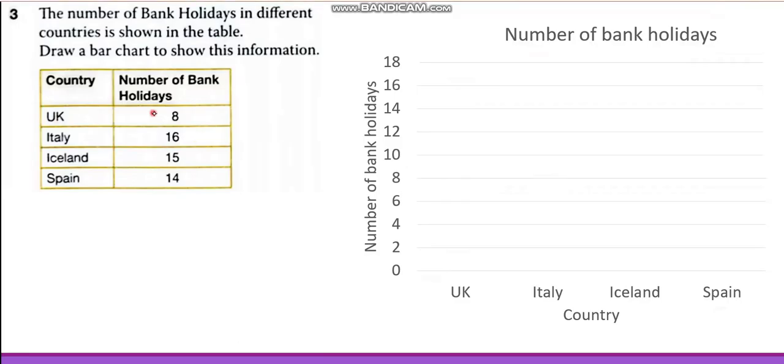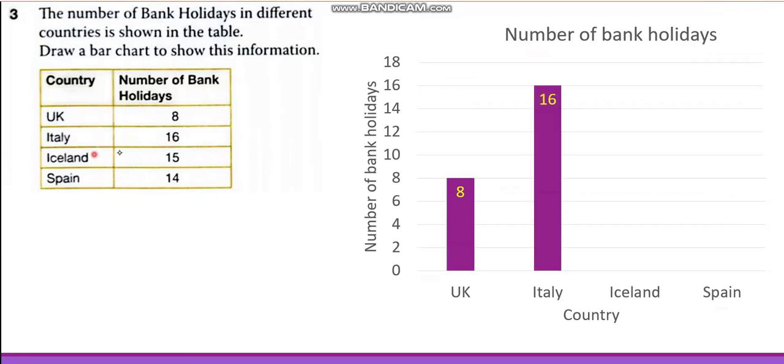In the UK, there are 8 bank holidays, so we will represent it with a bar. And in Italy, there are 16 bank holidays. In Iceland, there are 15, and in Spain, there are 14 bank holidays.